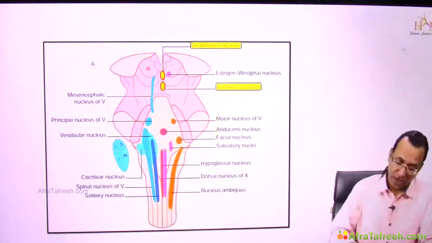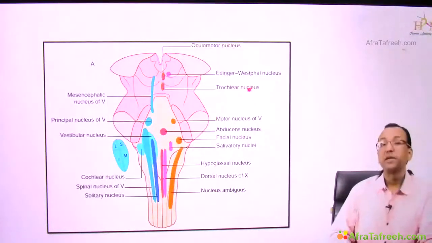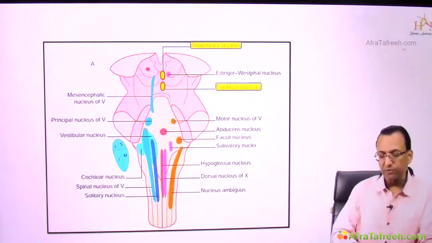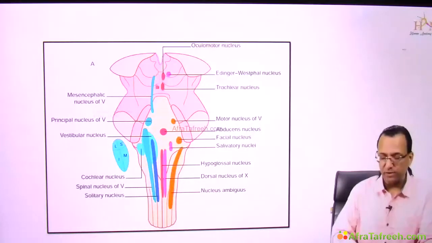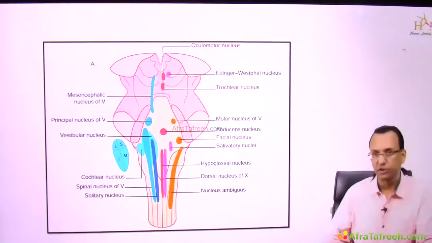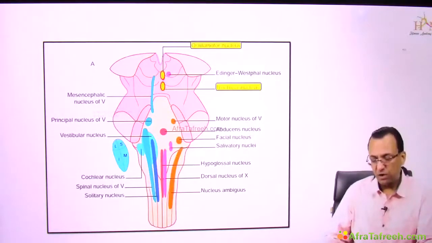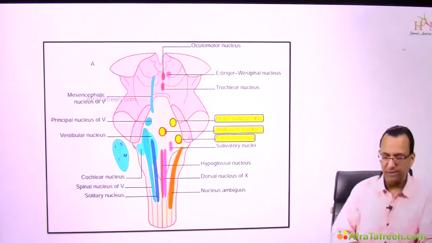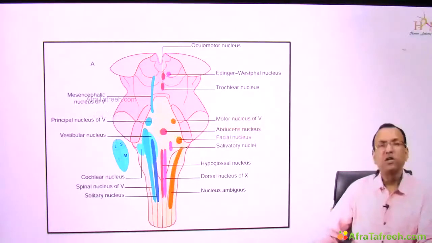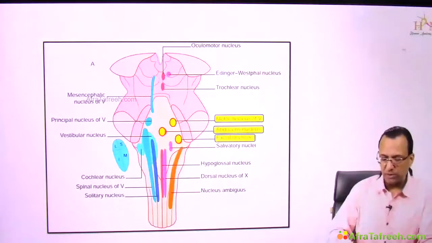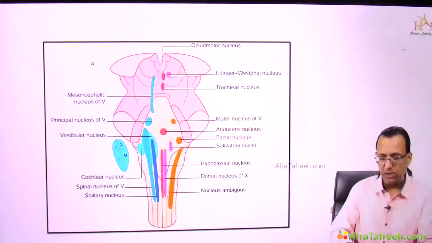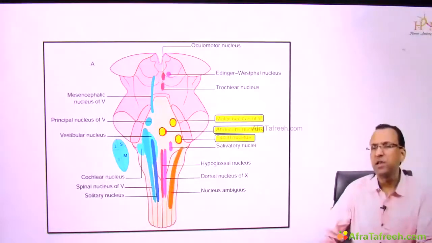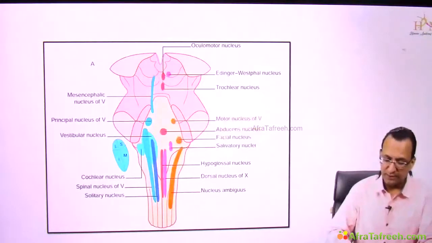The number 3 and 4 nuclei are in the midbrain. Now, number 3 nucleus is at the level of superior colliculus, and number 4 nucleus is at the level of inferior colliculus. What about the number 5, 6, 7, 8? 5, 6, 7, 8 nuclei are in the pons, but it is not necessarily restricted to pons, because some of the neurons may extend upward and downward into midbrain and medulla. They are not restricted to pons, though chiefly the neuron bodies are in pons.